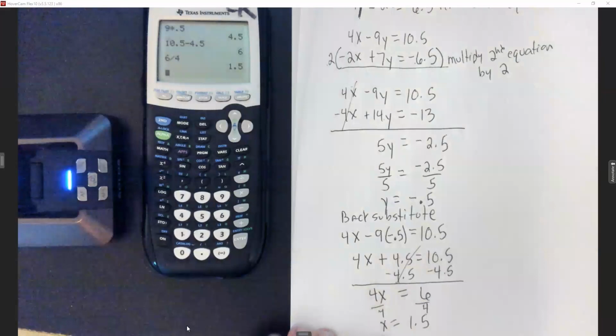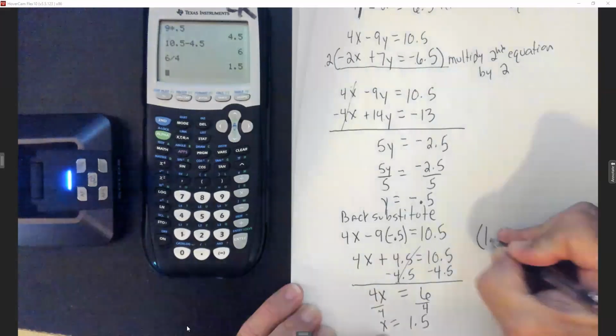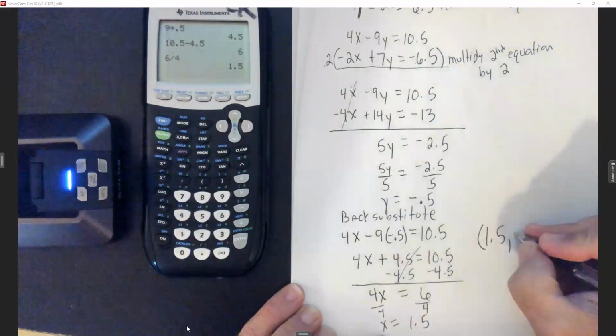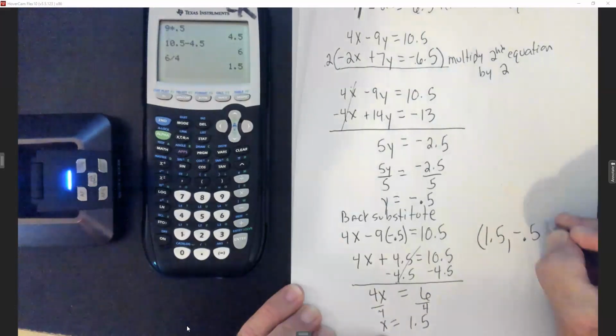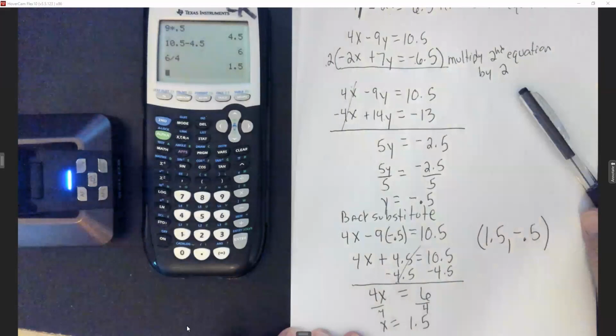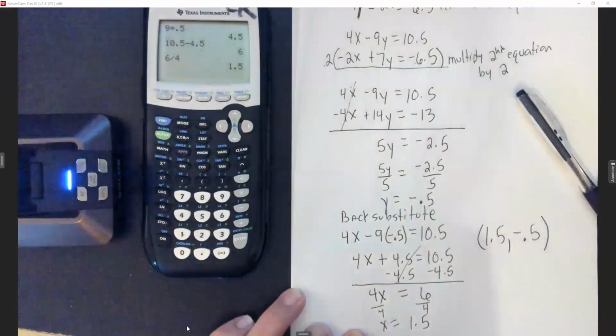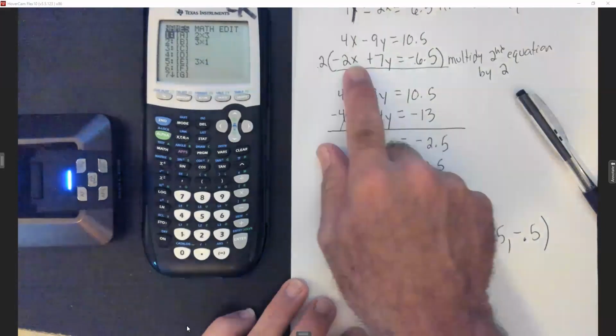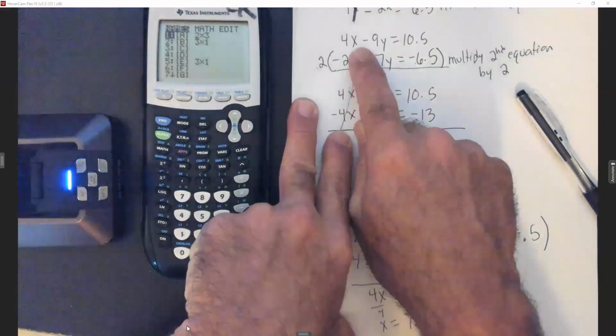So my answer was what? 1.5 for my x, and then a negative 0.5 for my y. All right, so remember, if you did do this one on this calculator, you got to rearrange that second row no matter what. So this is the numbers I need to put in.